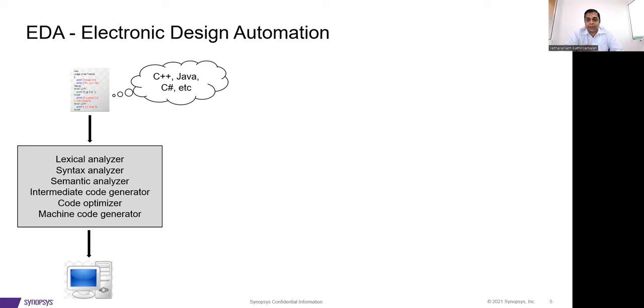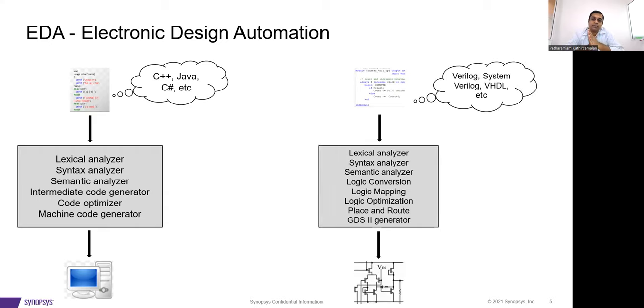Now, if you take an analogy to the EDA, electronic design automation industry, we have something called hardware description languages. They are mainly Verilog, SystemVerilog, and VHDL.